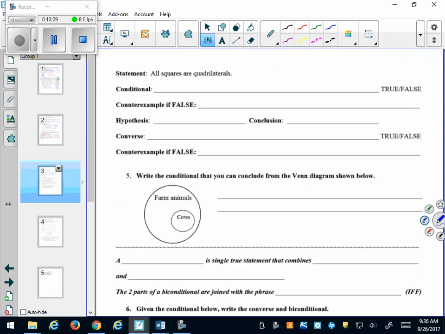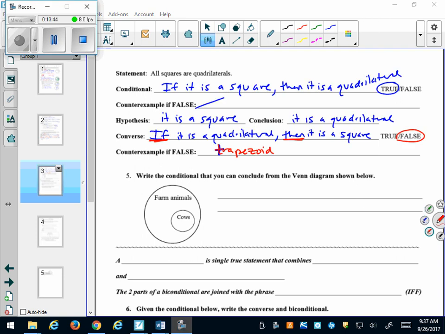All right, so a little geometry here. All squares are quadrilaterals. Write it as a conditional, and then the counterexample if false. I'm going to have you try these on your own. Pause the video and come back. Okay, so the conditional would be if it is a square, then it is a quadrilateral. Remember, find the verb, in this case are, and you put the hypothesis with what's before it and the conclusion with what's after it. Okay, it is true.